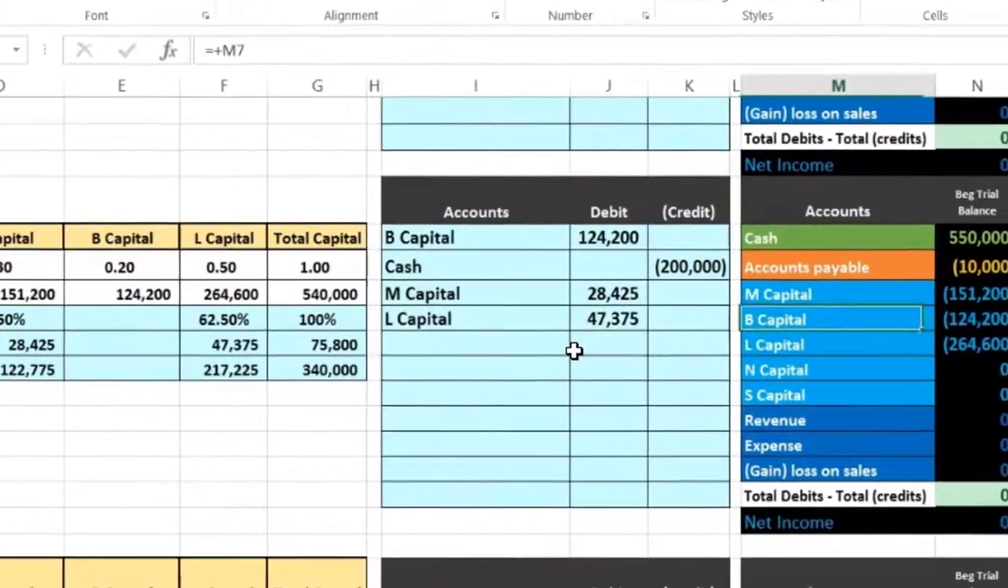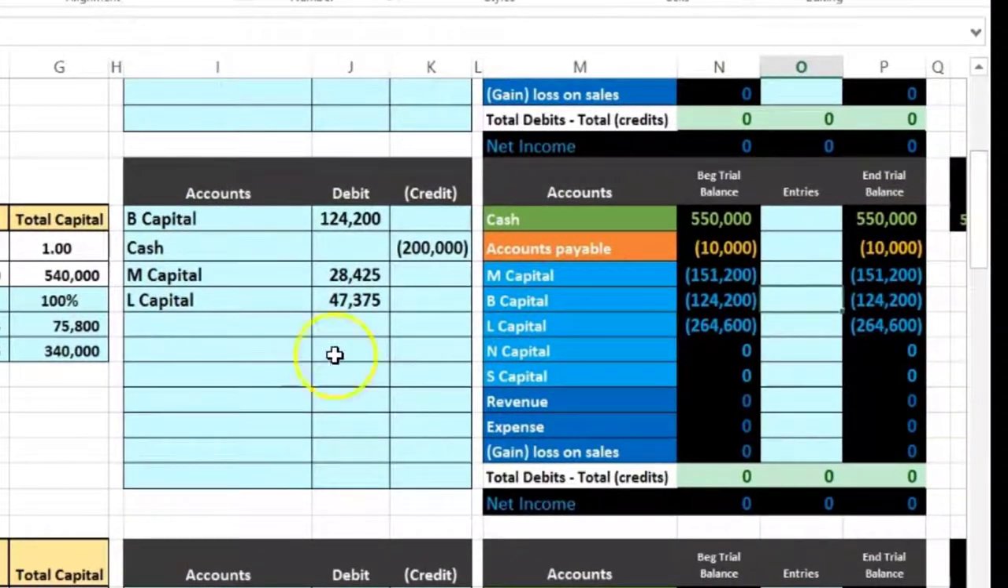Okay, so let's post this out. We're going to be over here in O20. So we are in O20. We're going to select equals, and we're going to point to that 124.2. That should bring this down to zero, put us out of balance, like so.